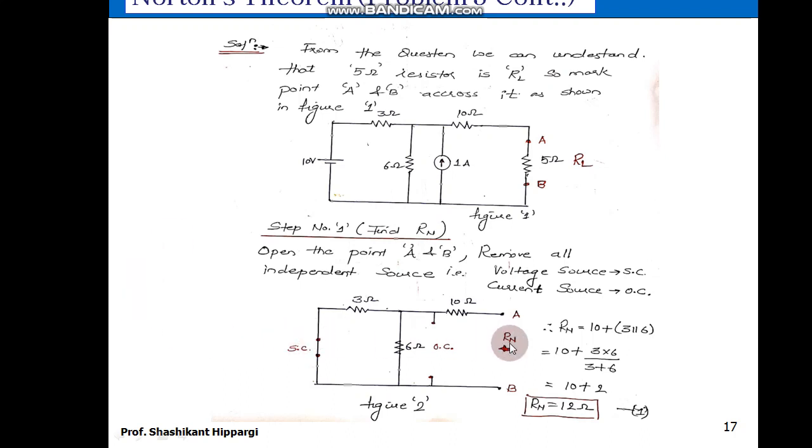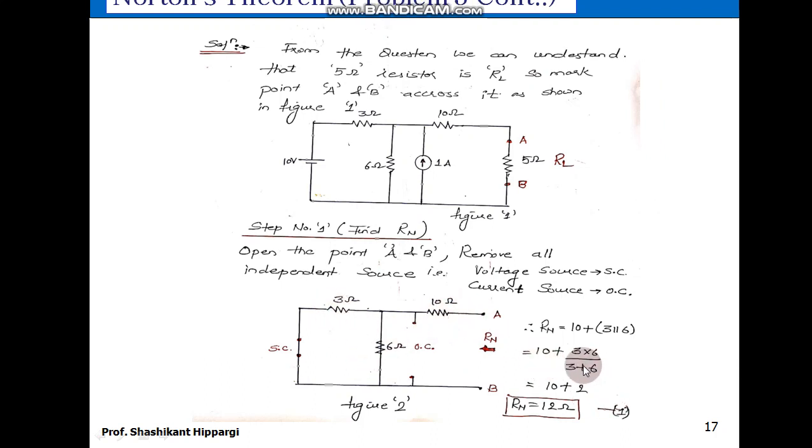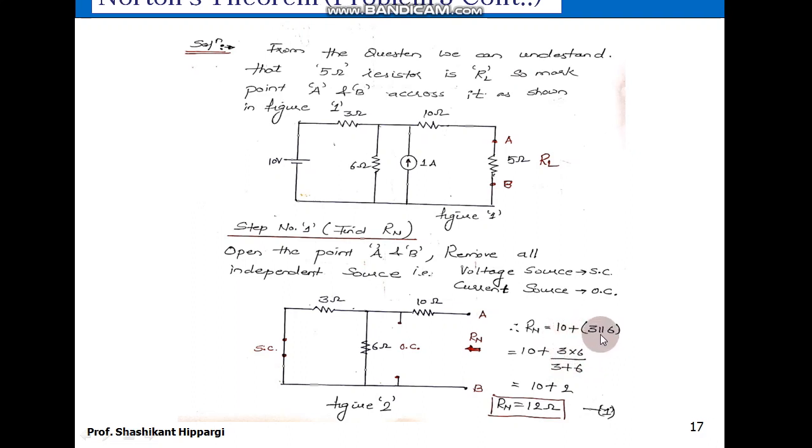So again I'll go through this. If I look back from this, these two resistances are in parallel to each other, and this is in series with the equivalent of these two. So I can write it as 10 ohm is in series with the parallel combination of 3 and 6, and the parallel combination of 3 and 6 can be calculated as 3 into 6 divided by 3 plus 6. So it is 10 plus 3 into 6 divided by 3 plus 6. So this is 18 divided by 9, which is 2. So 10 plus 2 is 12. So this is Rn.